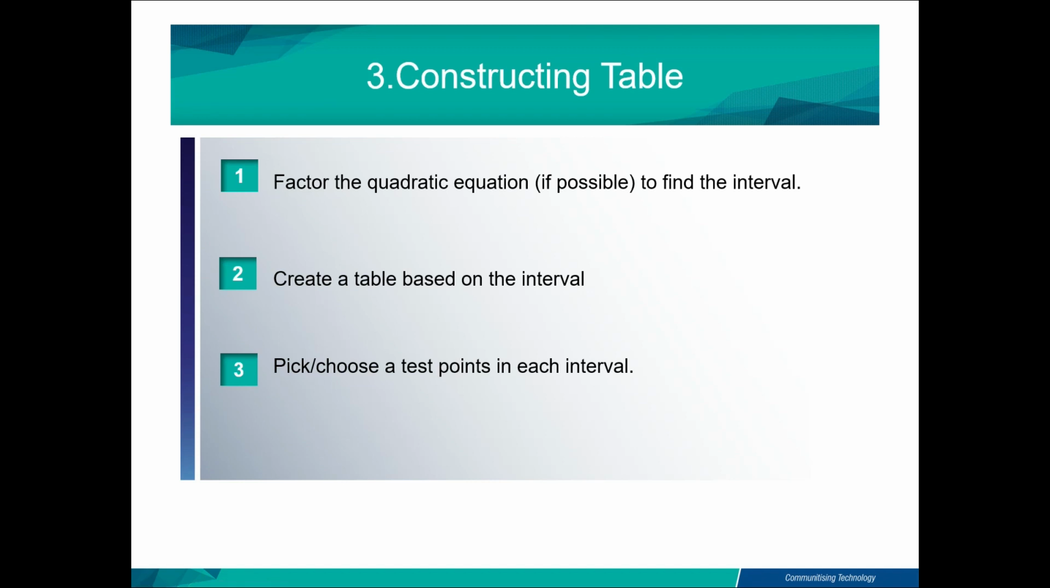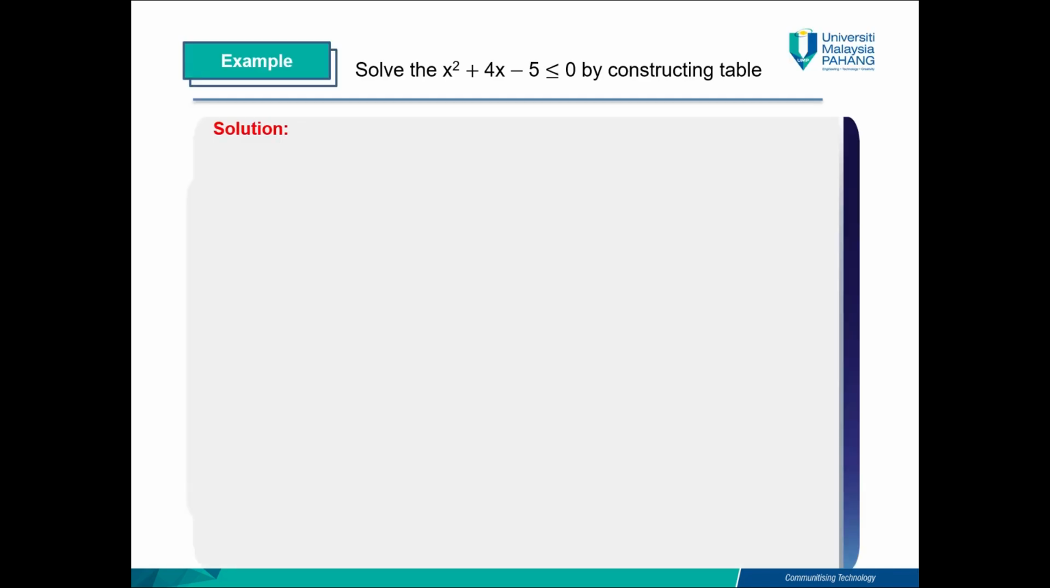Alright, the third method is by constructing a table. First of all, we need to factor the quadratic equation to find the critical points and identify the intervals. Based on the intervals, we create a table and then we choose a test point that represents the interval to identify the result of that interval, whether the answer is positive or negative.